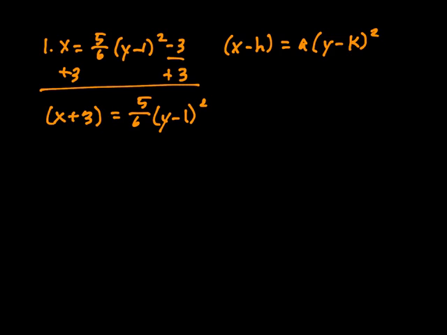We can identify all the variables. Okay, so let's go ahead and look at the vertex. The vertex is negative 3, 1, because we have to change the signs on both the h and the k for a horizontal parabola.